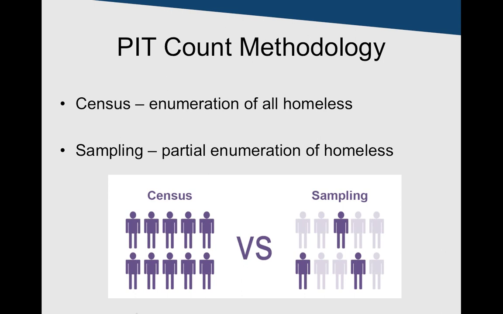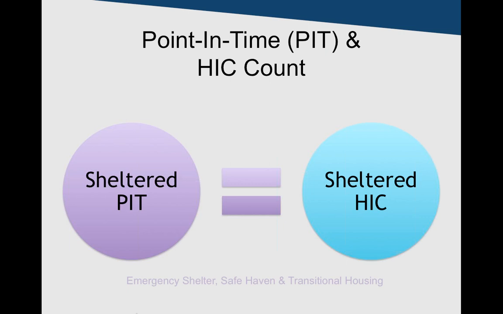And I do want to caution you about utilizing any kind of sample approach, to ensure that you're utilizing a statistically valid and reliable sample through either a random or non-random sampling. And as noted earlier, continuums of care can also choose to do a combination of a census or sampling approach to completing their point-in-time count.